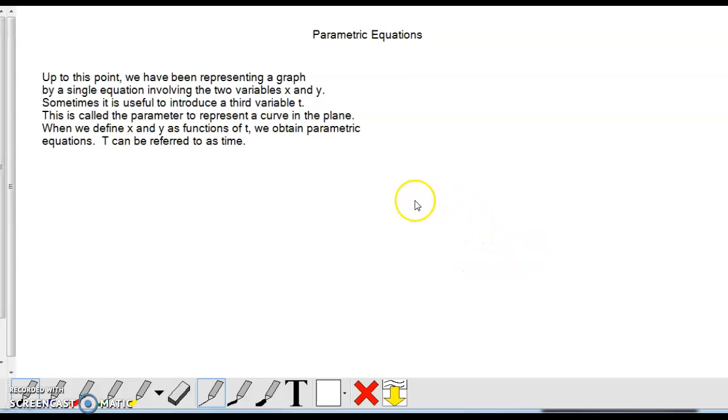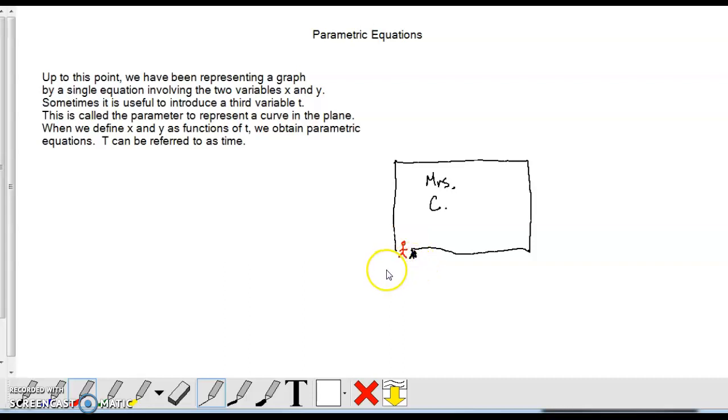I always love to do this example when I'm talking about parametric equations. So let's picture my room. Here is Mrs. Cardenstern's room, and there's a door at the front of the room, my whiteboard. If I call the door 0 seconds, this is when time starts, right here. If I was standing right there, that would be my position at 0 seconds.